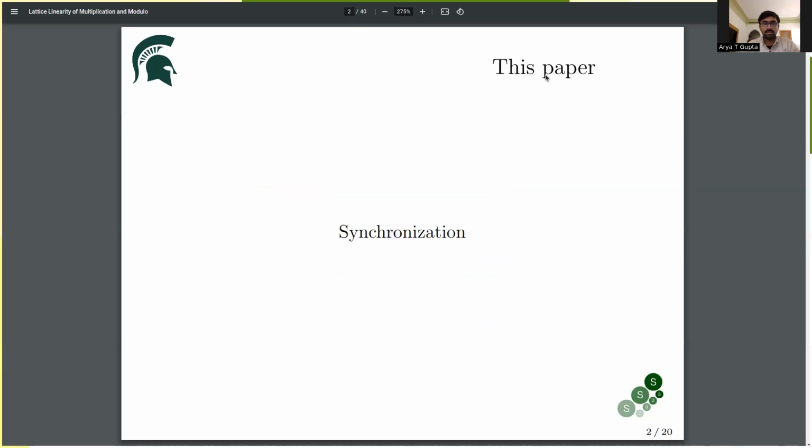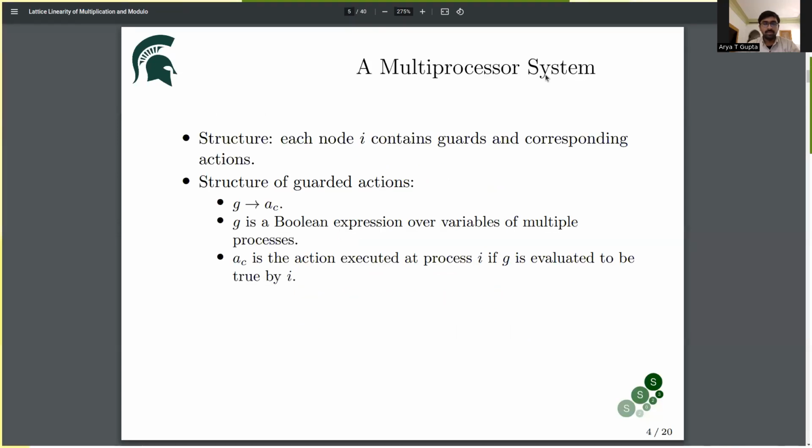In this presentation, we'll discuss synchronization. Specifically, we'll discuss eliminating synchronization, some ways how to do that, and what the theory behind those ways looks like. So we'll start with a brief discussion on the structure of a multiprocessor system.